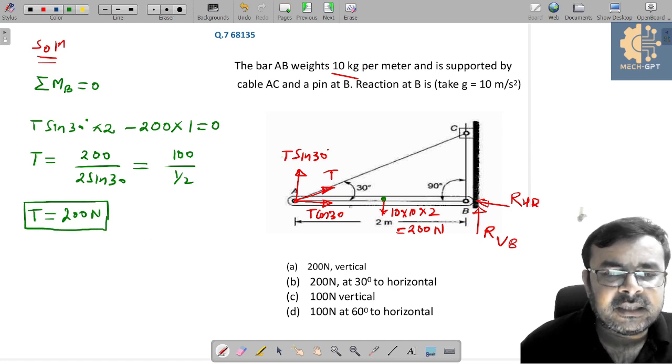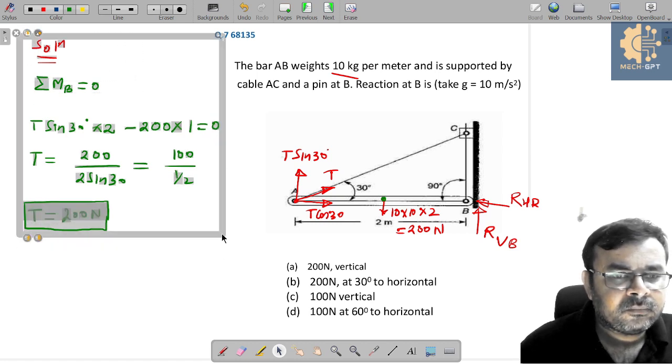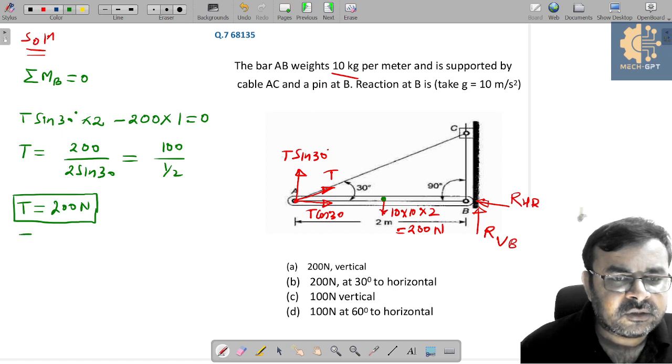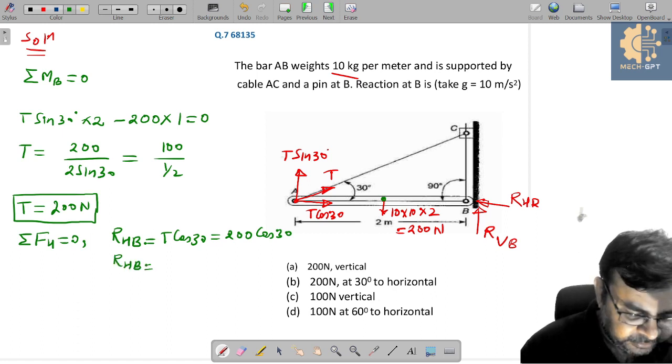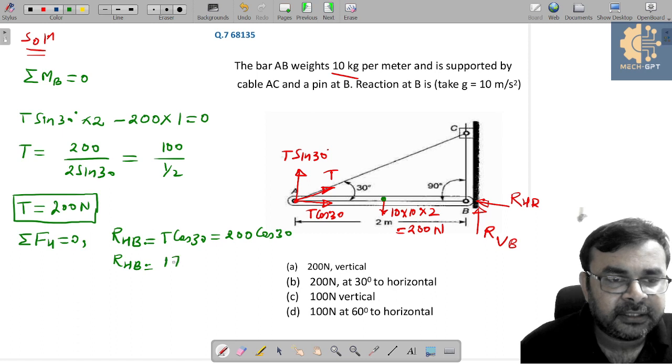Now we need to find out these resultant forces. So how can we determine these resultant forces? For determining this, can I write summation of horizontal force equal to 0, and from this we can get RHB is nothing but T cos 30, and T is already given here, that is 200 cos 30. Yes or no? So RHB is equal to 200 cos 30 degrees. So here I am getting 173.205 Newton. And similarly, if I apply summation of vertical force equal to 0, then can I write this is RVB is equal to 200 Newton.